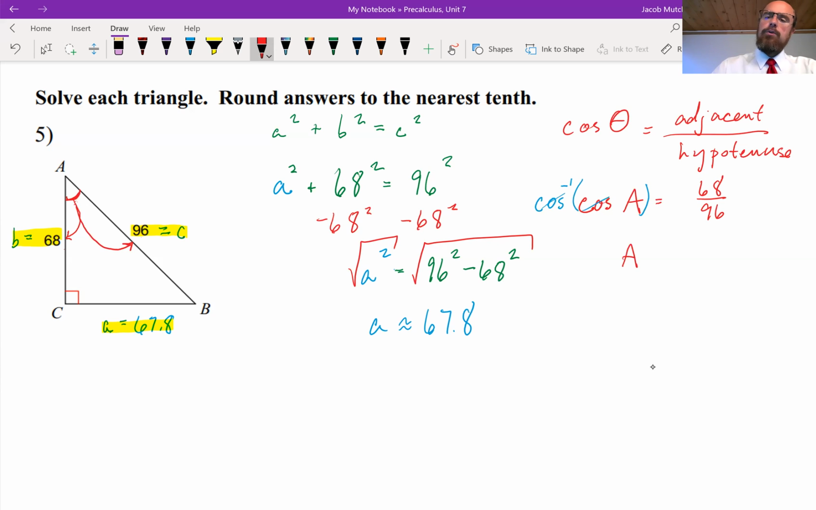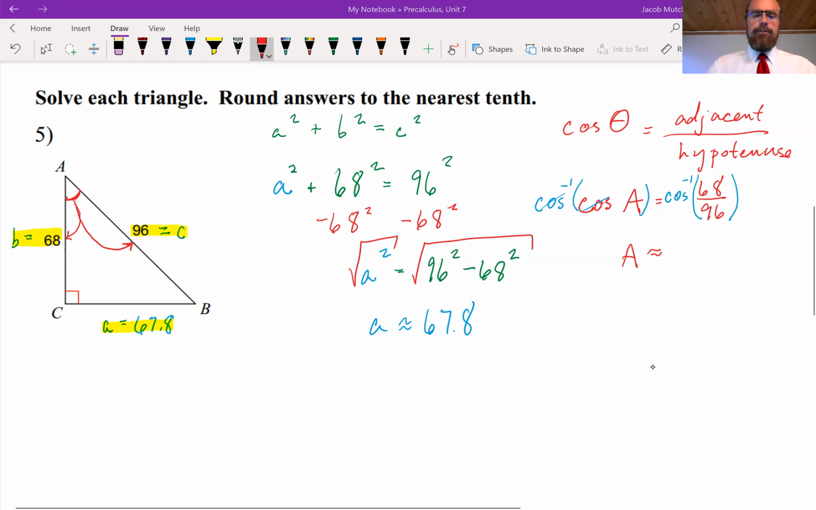Remember, the inverse cosine, really any inverse trigonometric function, says if I don't know the angle, but I know the ratio, it tells me, given that ratio, what the angle would have been. And where we will actually calculate that is here on this right side, the cosine inverse of 68 over 96. So we'll get an estimate here. Solve for measure of angle A.